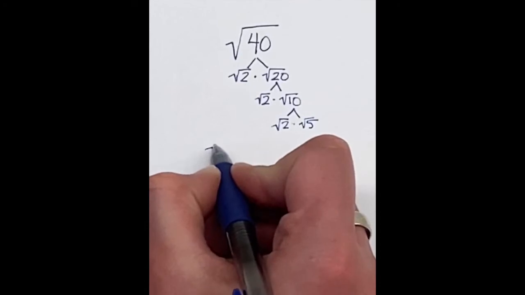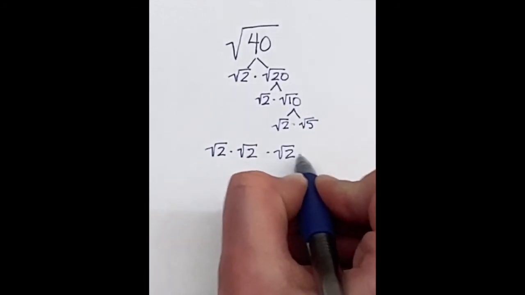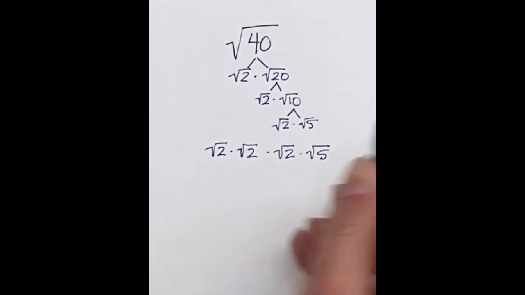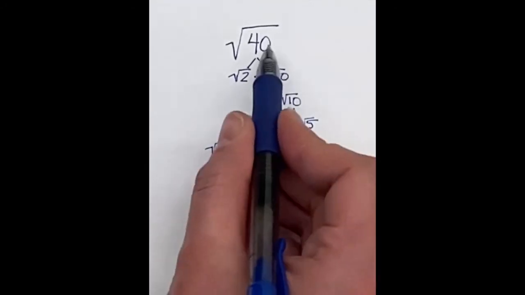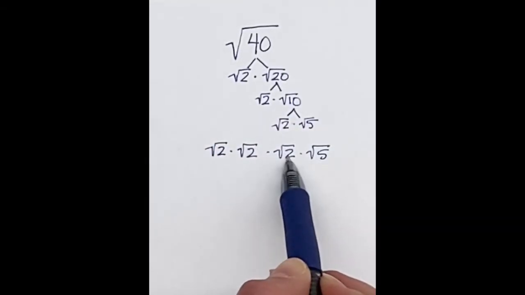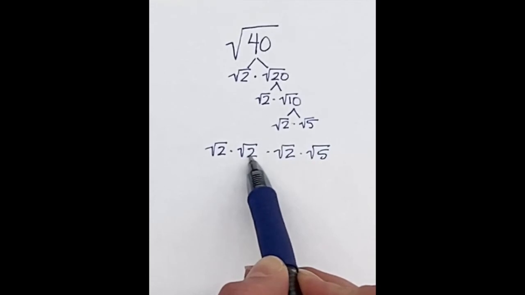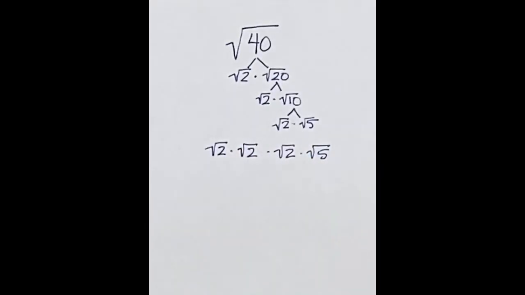So I'm just going to write them out so I can see them all real clearly. This is a nice safety net row. You can re-multiply this, and if you get 40, you know you factored it correctly. So 5 times 2 is 10, times 2 is 20, times 2 more is 40. So I know that I factored it correctly.